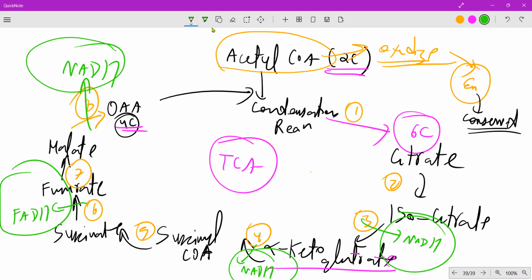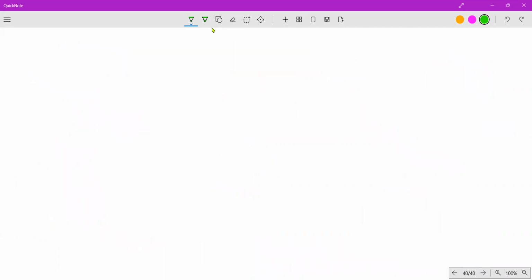Am I clear? Yes or no? Yes, sir. Yes. So this is the third. क्या था ये तीसरा part था. Third part was TCA cycle. So what is the end product of the TCA cycle? Reduced coenzymes.